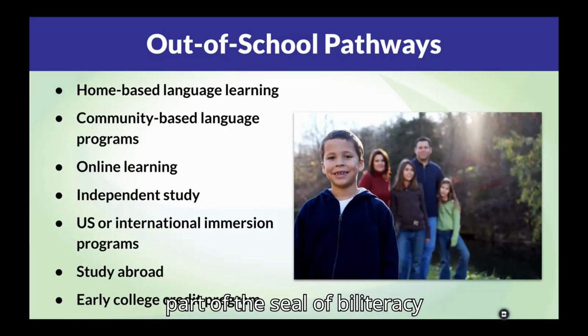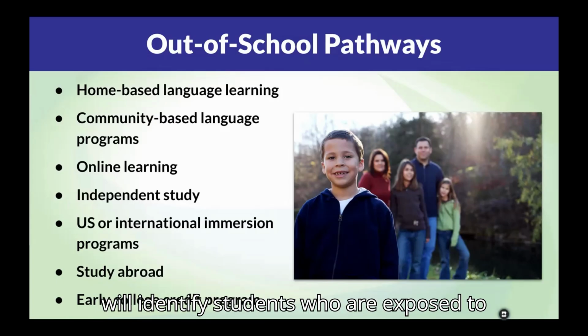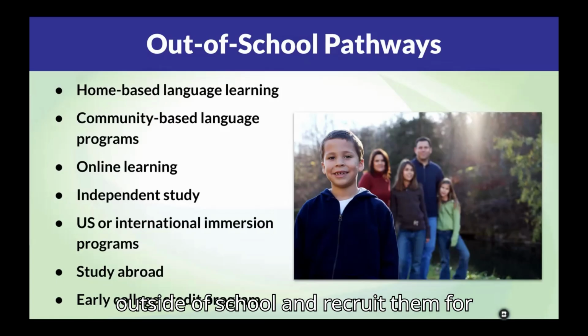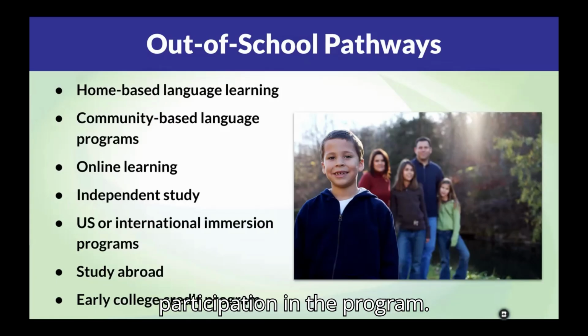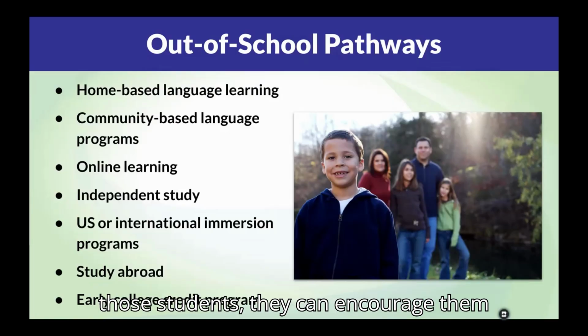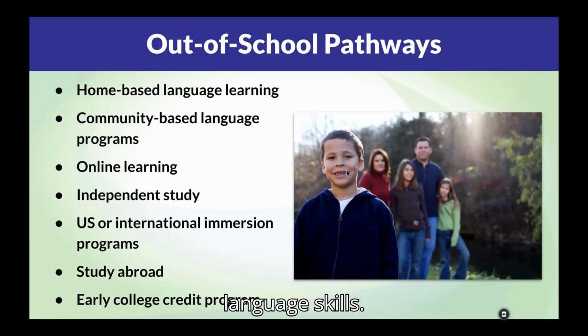As a part of the Seal of Biliteracy registration process, DPI encourages districts to consider how they will identify students who are exposed to a language other than English outside of school and recruit them for participation in the program. Although districts won't be able to provide direct language instruction to those students, they can encourage them to continue developing their language skills and help students and families find resources to support that development. Districts can also help students earn recognition for their language skills.